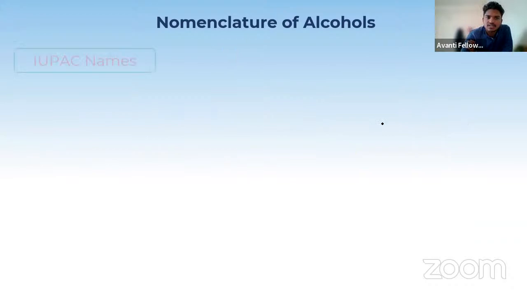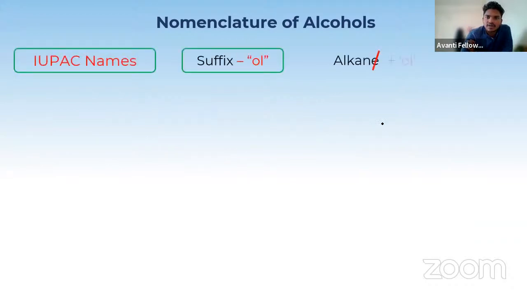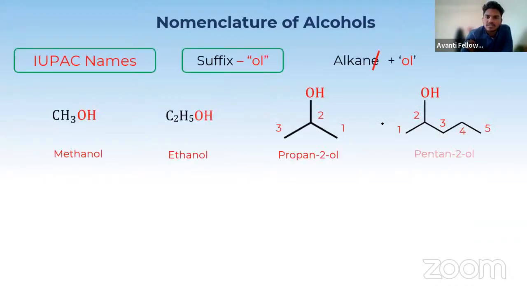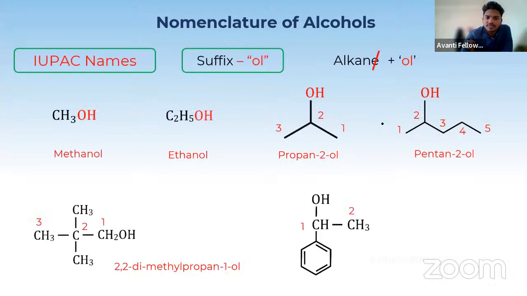We just discussed this. And whenever we are naming the compounds, how do you do it? We simply need to remove the e from the alkane and write OL.